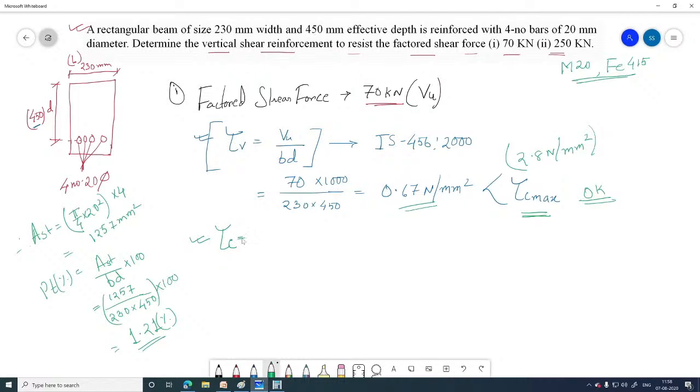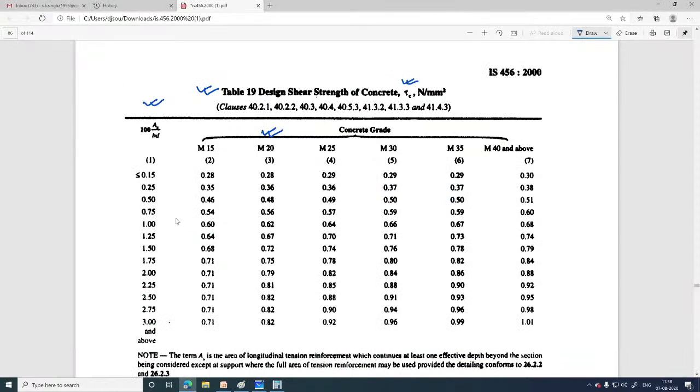Okay, so now I have two values to determine the tau c. First one is the percentage of steel and the grade of concrete. So now I can determine, right? So let's see the code. Yes, so our percentage of steel that we get is 1.21%, right? And the grade of concrete is M20. So I need to consider this particular column. So 1.21, it is near to this 1.25, right? So definitely the value will be in between 0.62 and 0.67, right?